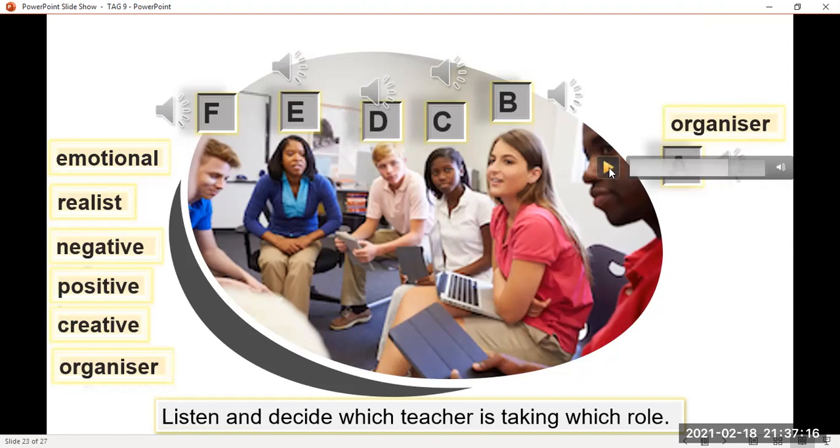Just need to plan very carefully. So anybody who likes to plan his work is organizer. Organizer.